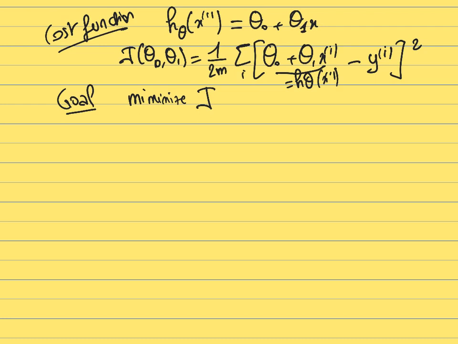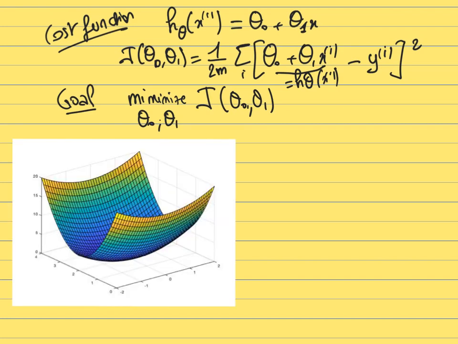So you want to find the values of the coefficients theta naught and theta 1 that will minimize the value of the cost function. Now your goal is to find the specific values of theta naught and theta 1 that minimize the value of the cost function j. One way that you can do this is to plot the value of the cost function as a function of the value of the parameters theta naught and theta 1.